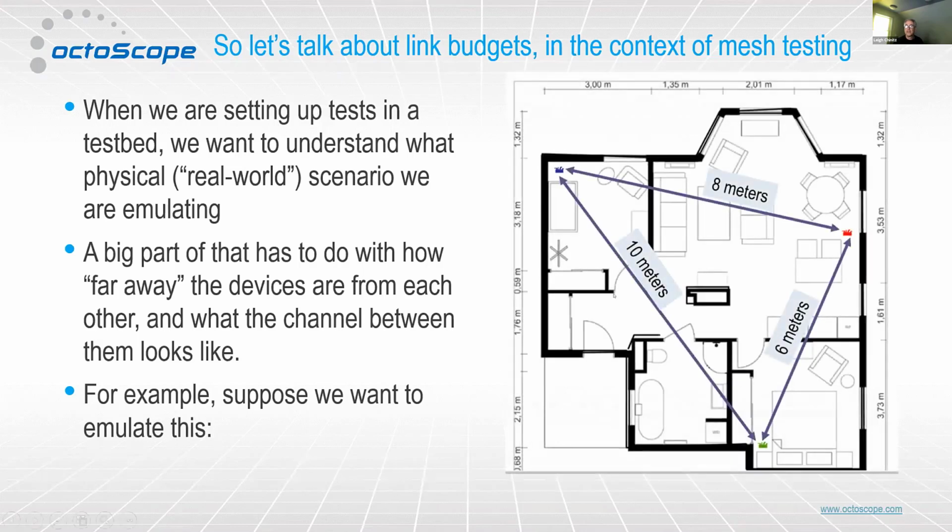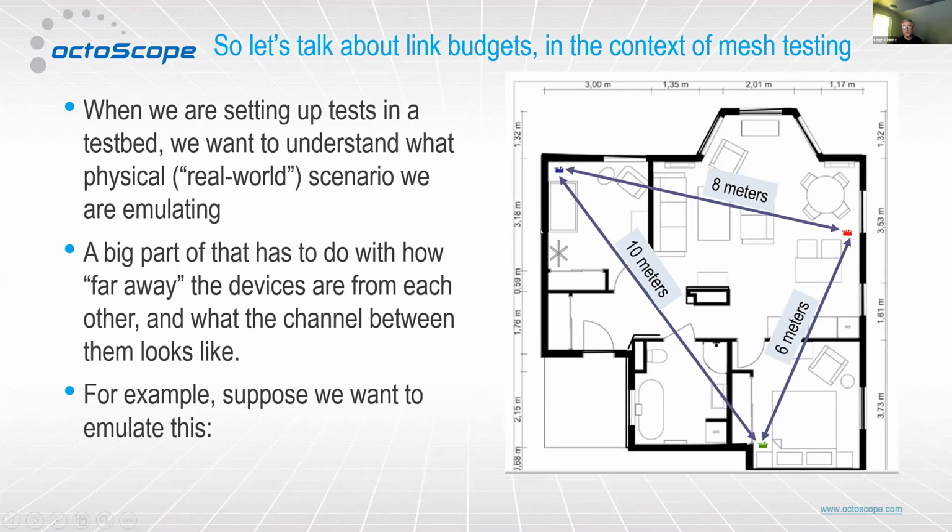So let's think about this, right? Let's imagine that we want to emulate a setup like this. This is some home, and we can imagine a mesh setup here. You can see we've got a little red AP here, a blue AP stuck in this corner, and a green AP. So this is a 3-node mesh system that has been set up in this environment. How do we test that? And what do link budgets have to do with it? One thing you can see is that we can understand what the distance would be between these things.